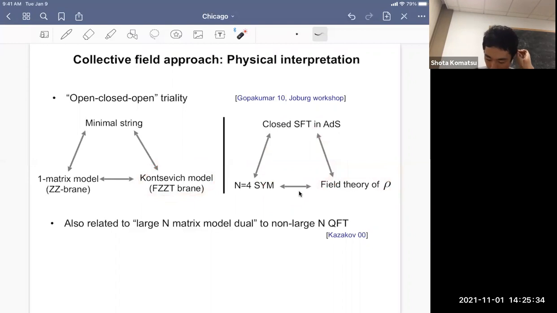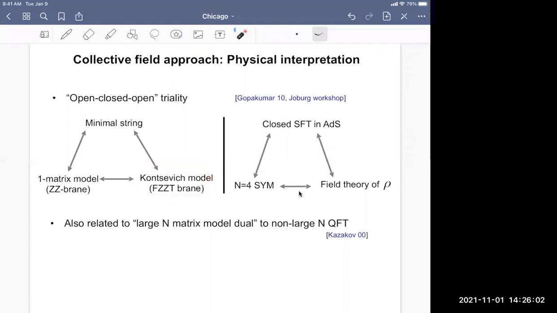And of course, this doesn't describe the full sector of N=4 super Yang-Mills, because I only talked about the correlation function involving the determinant operator. An important question is whether one can generalize this kind of idea to the full sector of N=4 super Yang-Mills to find yet another dual description, which is the analog of the conformal matrix model for N=4 super Yang-Mills.